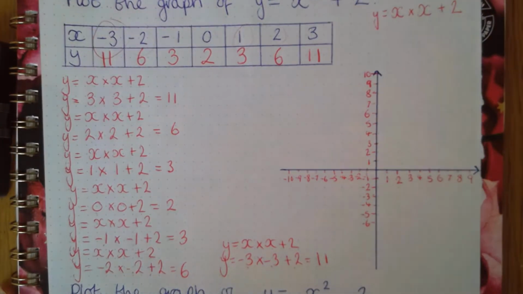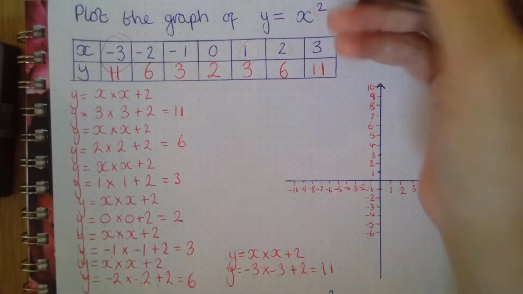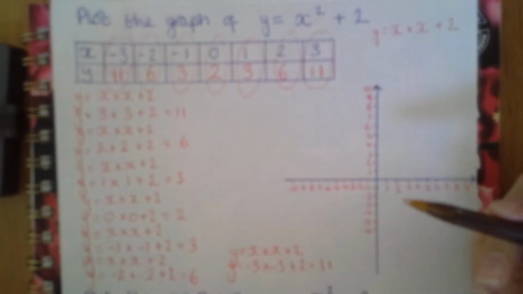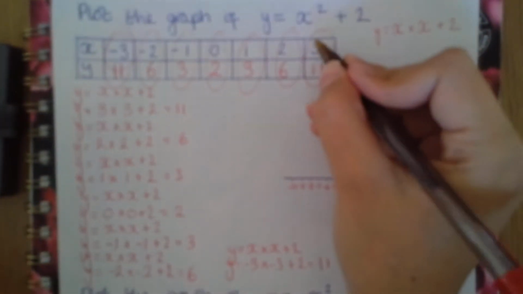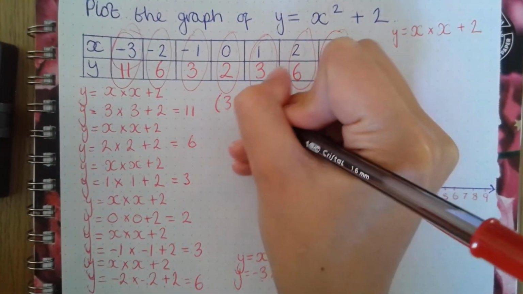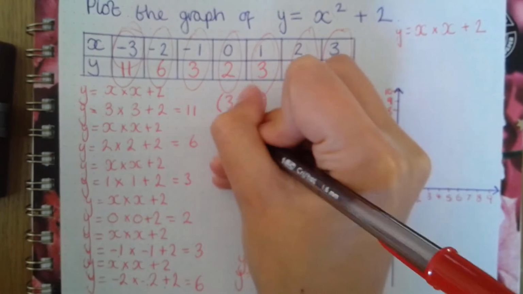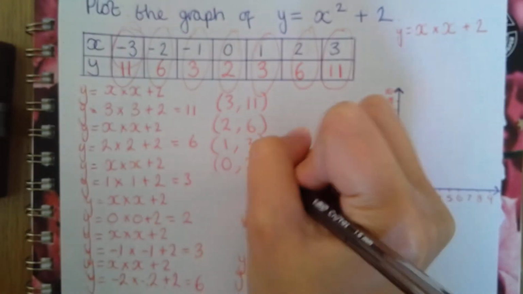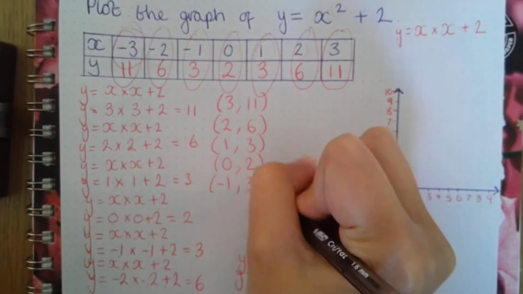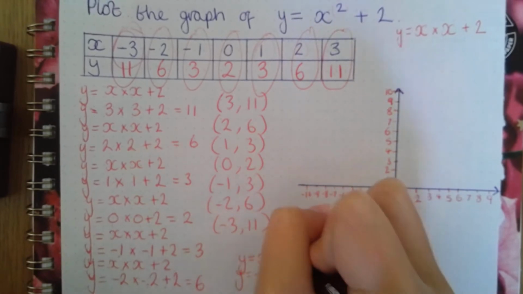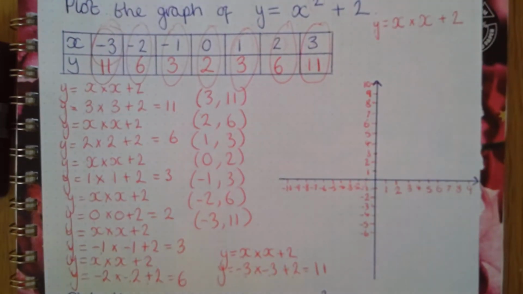So now I'm going to write out the coordinates. Okay, so remember, this is a coordinate, this is a coordinate, so they're grouped like that. Okay, and we write the top number first, the x comes first. So we've got coordinates (3, 11), (2, 6), (1, 3), (0, 2), (negative 1, 3), (negative 2, 6), and (negative 3, 11). So we can start plotting those.